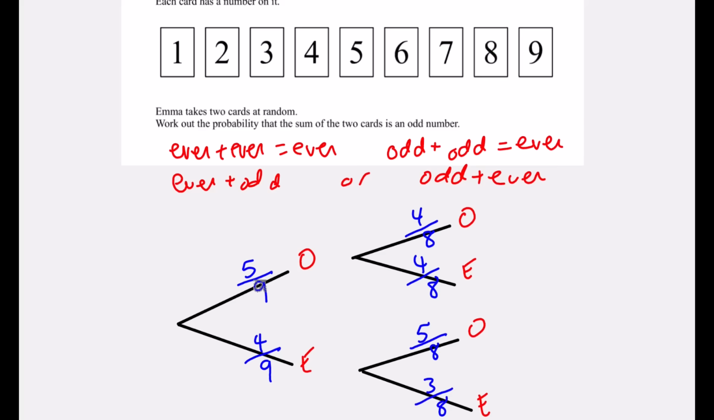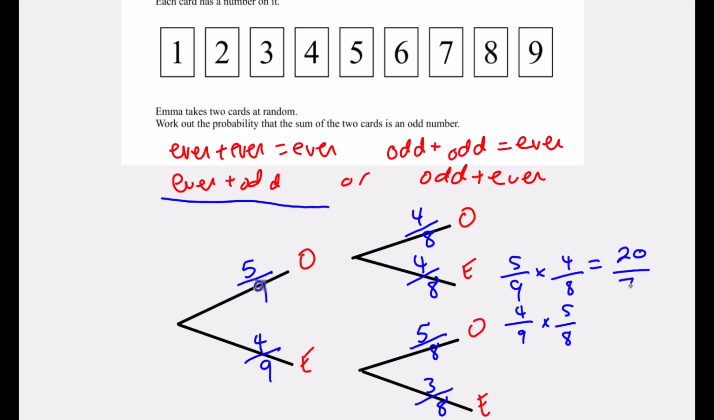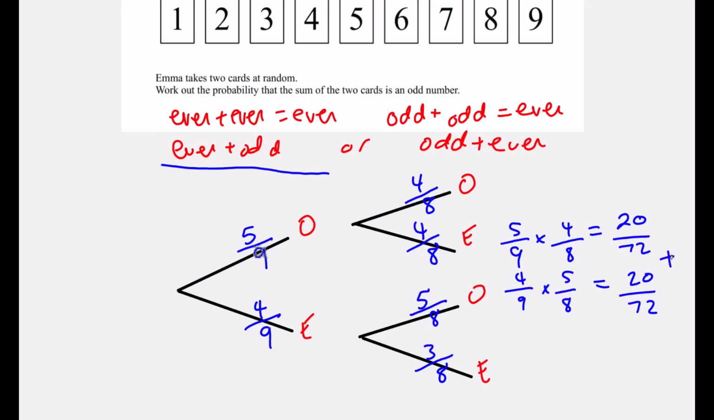So what is the probability of getting even then odd? So even then odd, when we go across the branches, we times. So 4 ninths times 5 eighths. Or odd even, is 5 ninths times 4 eighths. They're both the same. They're both 20 out of 72. So the chance of getting an odd number is 20 out of 72 plus 20 out of 72, which is 40 out of 72. We don't have to simplify our answers. If we gave the answer simplified, that's absolutely fine, but we don't have to.